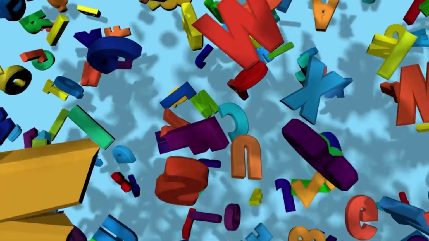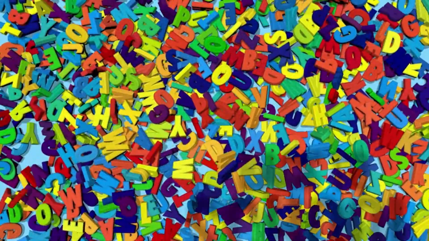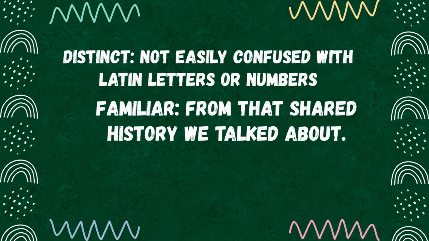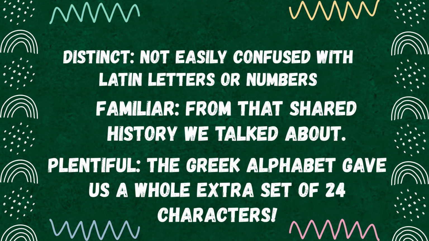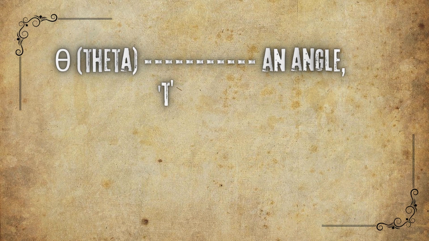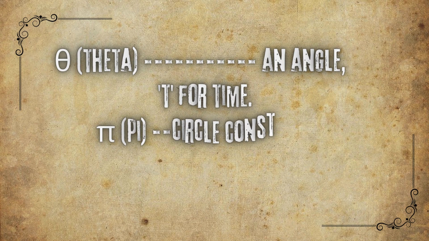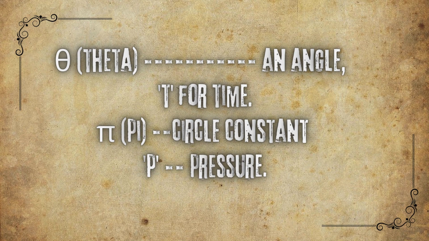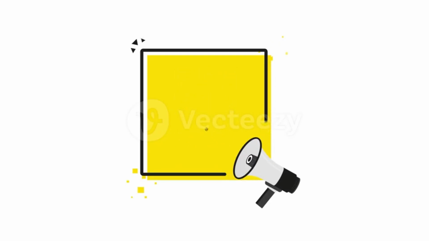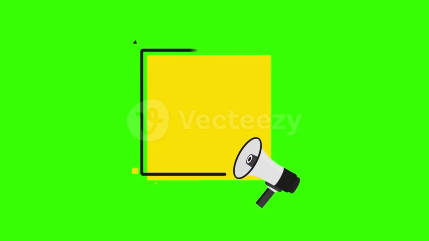It gets messy fast. We needed symbols that were distinct, not easily confused with Latin letters or numbers, familiar from that shared history we talked about, and plentiful. The Greek alphabet gave us a whole extra set of 24 characters. Suddenly, theta could mean an angle, freeing up t for time. Pi, widely used for the circle constant, meant p could be pressure. Fun fact, pi was first used this way by William Jones in 1706, and Euler made it famous. Clarity through abundance.